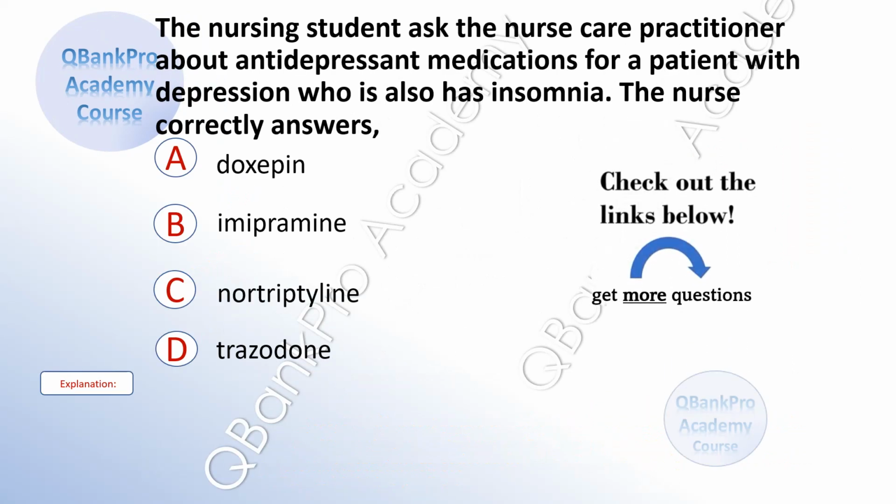The nursing student asked the nurse practitioner about antidepressant medications for a patient with depression who also has insomnia. The nurse correctly answers: A. Doxepin, B. Imipramine, C. Nortriptyline, D. Trazodone.